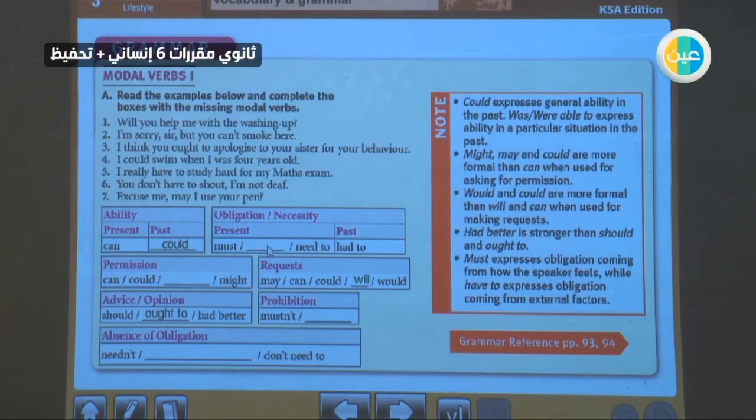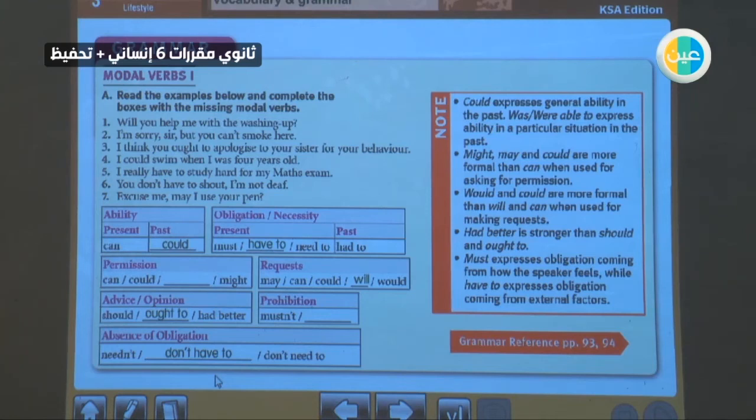Obligation and necessity. Must, have to, need to, had to. These 4 modal verbs are for expressing obligation and necessity. You don't have to shout. So, no need to shout. It is absence of obligation, no need. So absence of obligation. Don't have to.